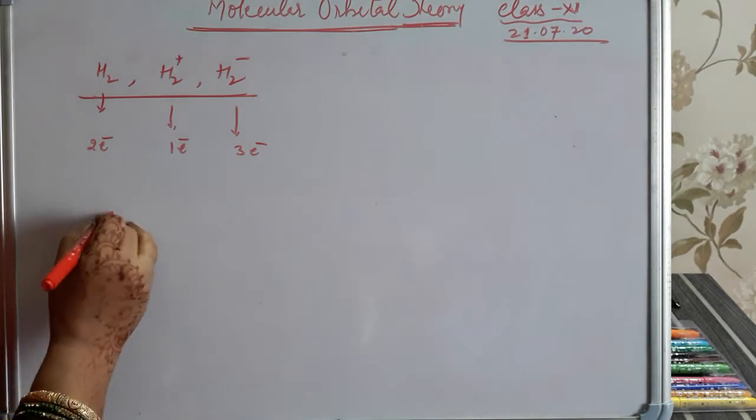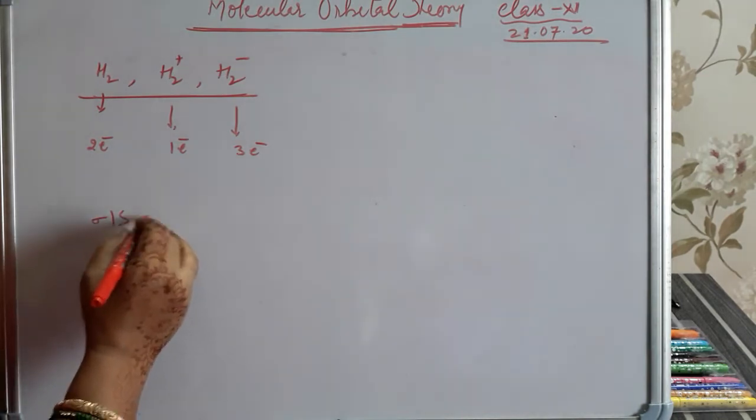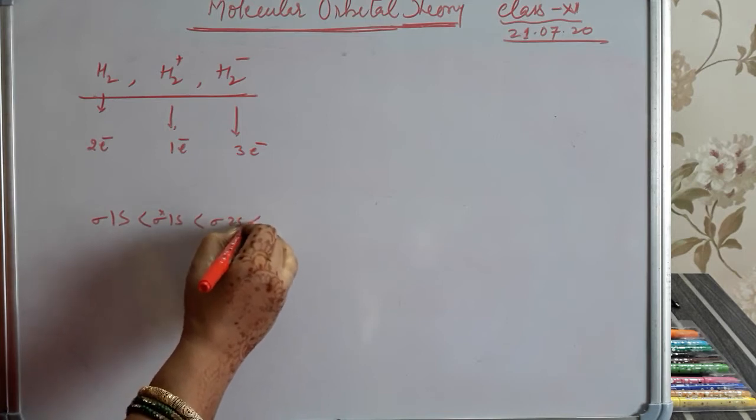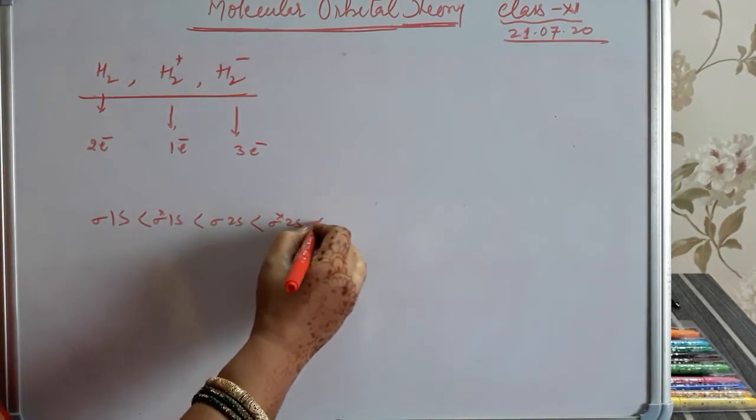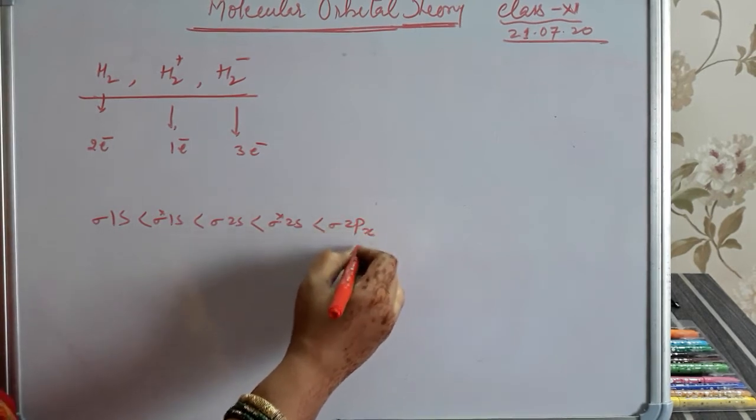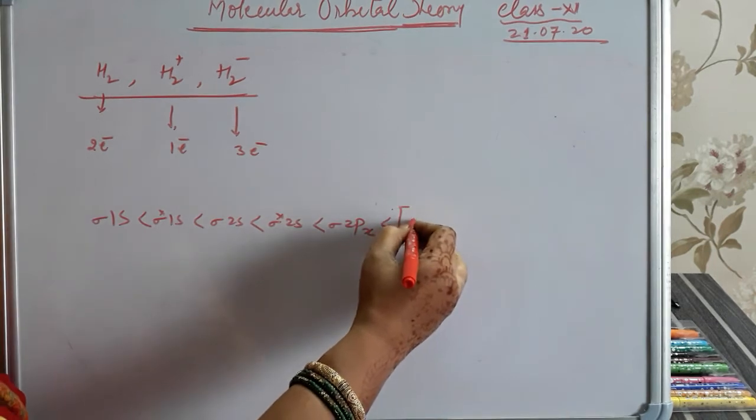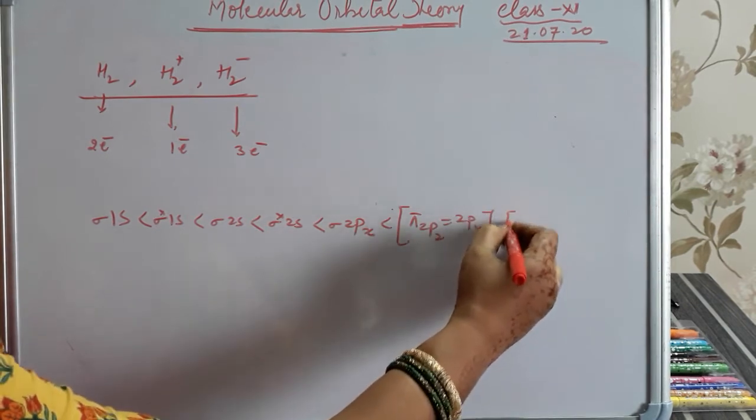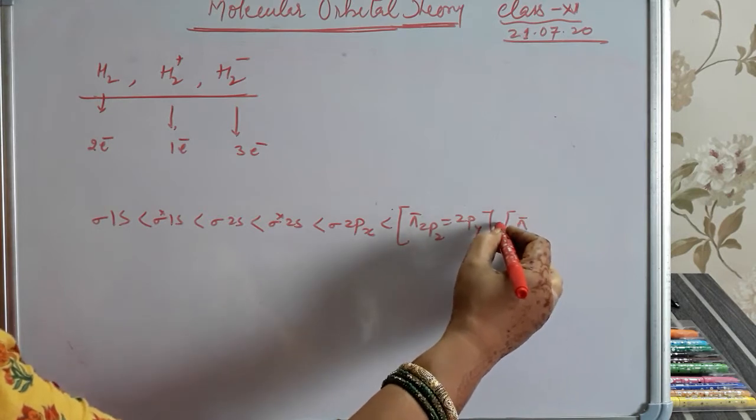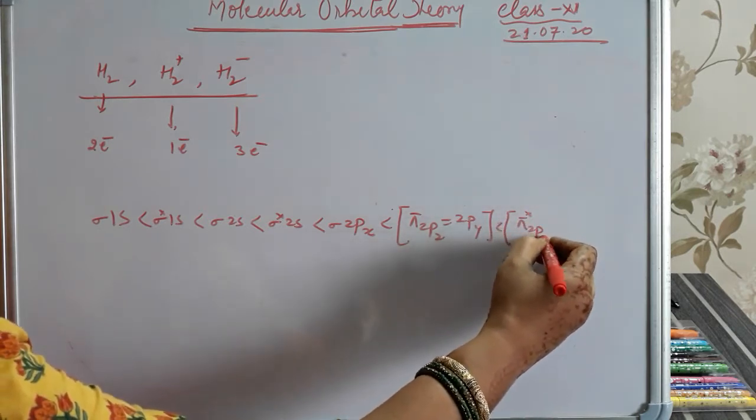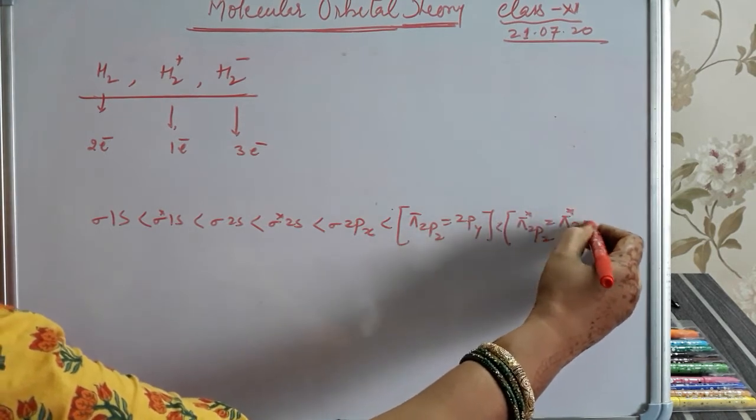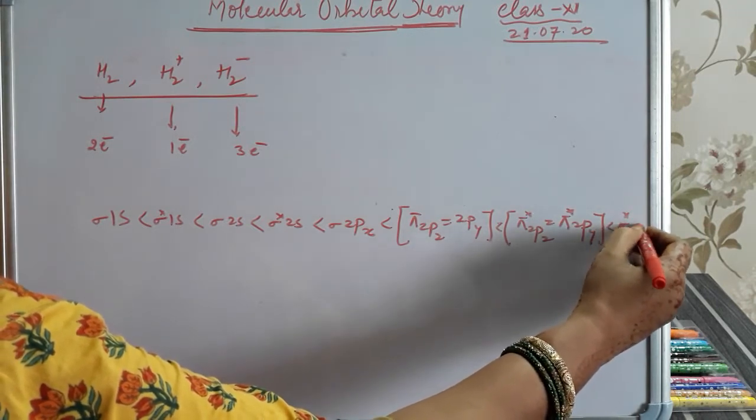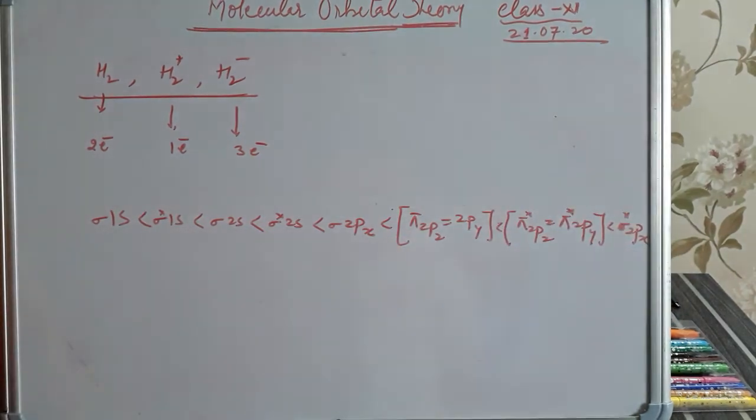As we studied, the energy order of molecular orbitals is sigma 1s, then sigma anti-bonding 1s, then sigma 2s, then sigma anti-bonding 2s, then sigma 2px, then pi 2pz equal to pi 2py, and then pi anti-bonding 2pz equal to pi anti-bonding 2py, and sigma anti-bonding 2px. So this is the increasing order of molecular orbital energy.